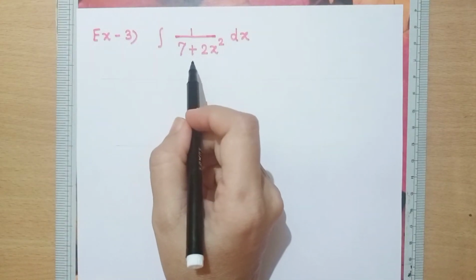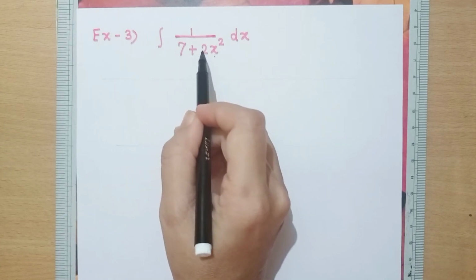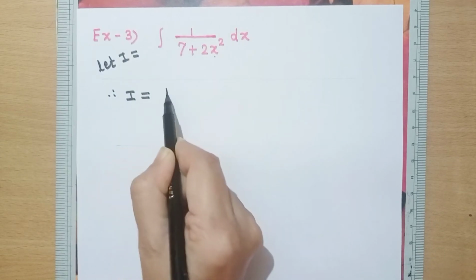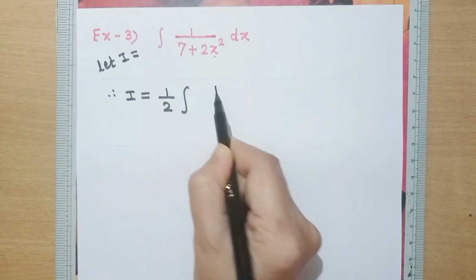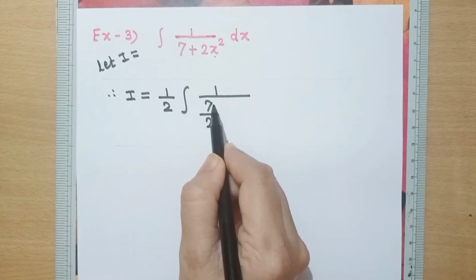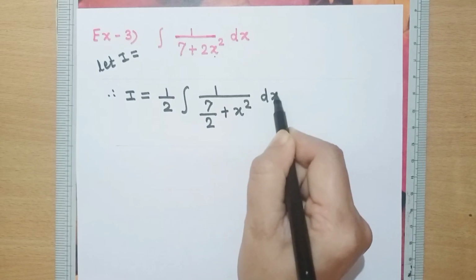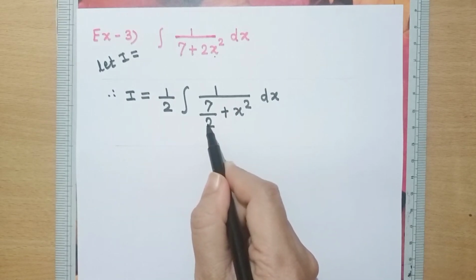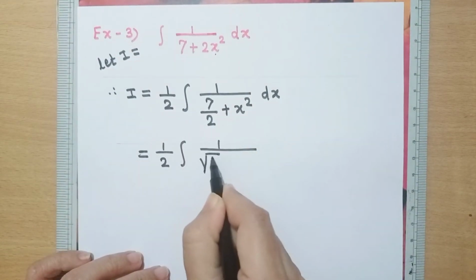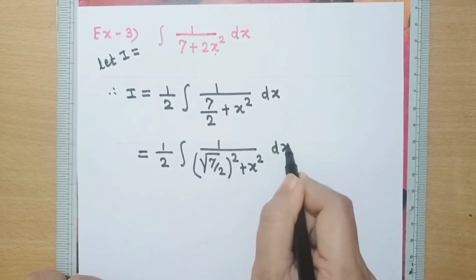This is our third example, and again we will make the coefficient of x square 1. So we have to take these two common out. So I is equal to 1 upon 2 integration 1 upon, we will write 7 upon 2 because 2 is not the factor of 7, and plus x square dx. And again we will write this term in the square form, and so this is equal to, we will write this as root 7 upon 2 bracket square plus x square dx.